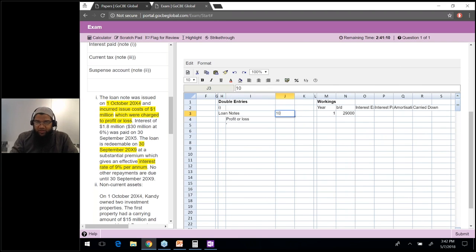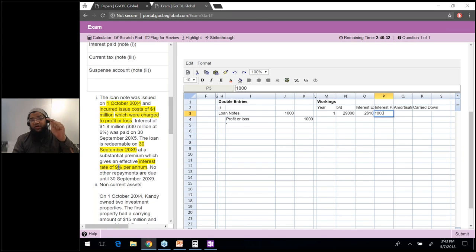So the loan note should be debited by 1,000 and the profit and loss should be credited by 1,000. So effectively what will happen is that the brought down is not going to be 30,000, instead it is going to be 30,000 minus 1,000. So the brought down is 29,000 and the effective rate was given by the question as 9%. So the brought down times 9% will give me the interest expense.